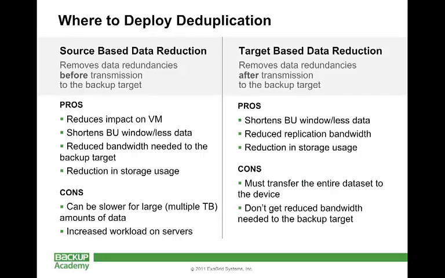Now, where would you deploy data deduplication amongst those components? There are two locations within the network where data deduplication can be performed. One location is referred to as source-based data reduction. Here, some or all of the data redundancy is removed prior to transmitting the data over the network.